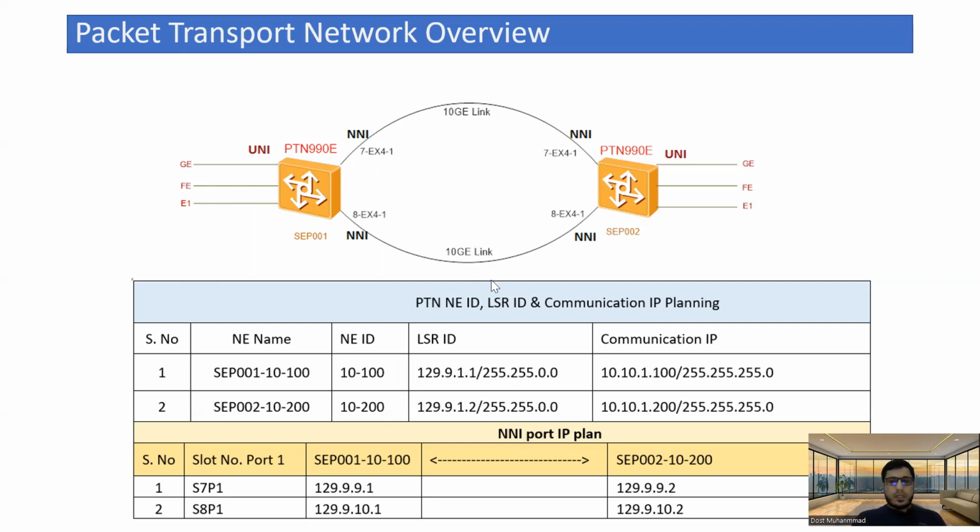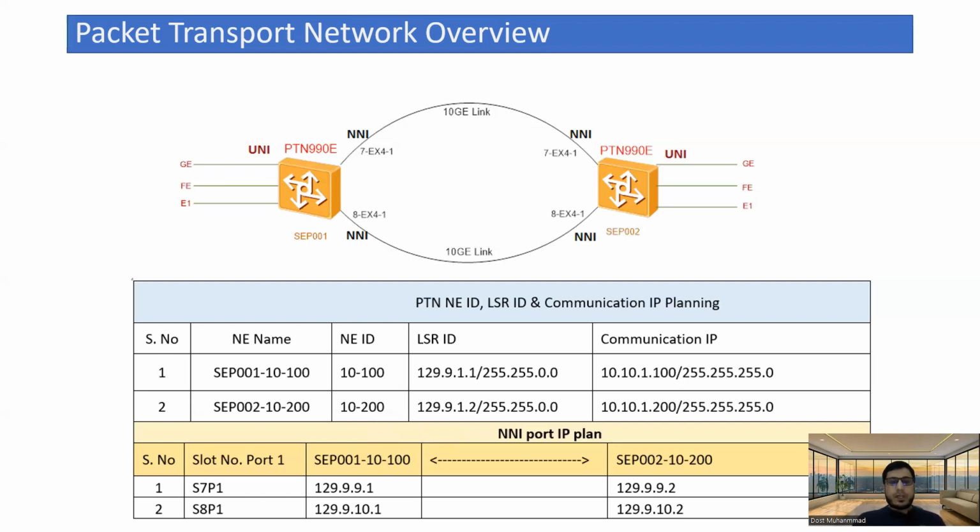What are the key parameters that need to be considered? It should be the NE ID, then the LSR ID and communication IP. So the planning for this should be like, you should consider this. This is our NE ID for one node, for the second node, and this is the name. Then we have the LSR ID for both. It should be in the same subnet. And we have the communication IP. This communication IP will be used to communicate with the NMS server.